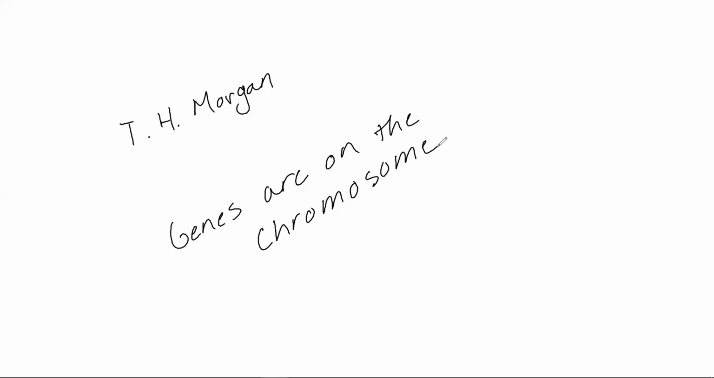Then we get to Frederick Griffith. Now, Frederick Griffith is the guy who does the pathogenic bacteria in mice experiment. He injects mice with a strain of specific bacteria to see if they die or not. And here he discovers the transformation principle.